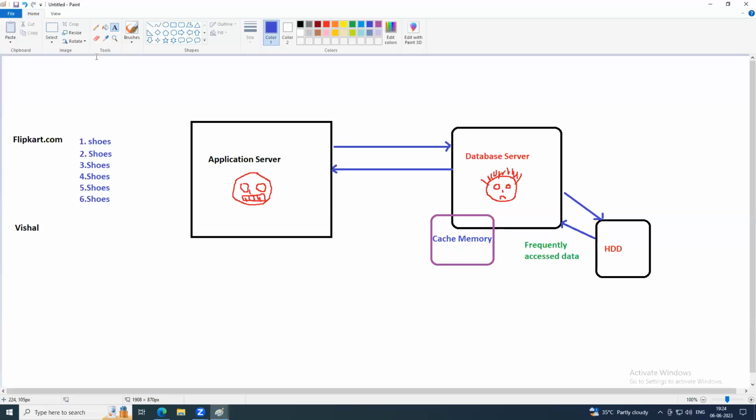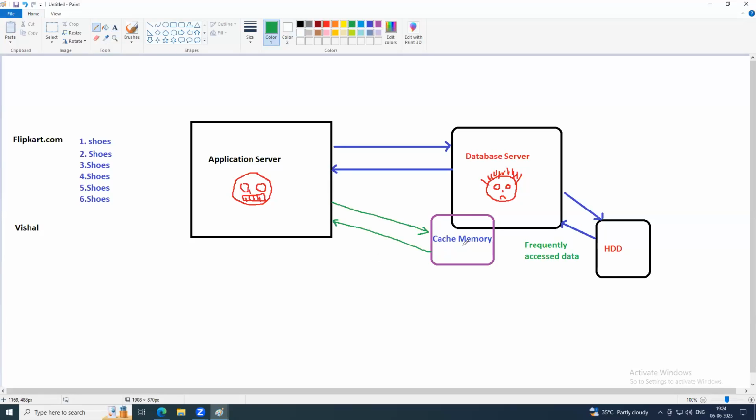Now tell me, if the seventh time he is asking for the same data again, will the application server hit the database server, or will it hit the cache memory? Excellent. It will hit the cache memory, and the cache memory will give the data back to it. If you do it like this, what will happen? What do you get?